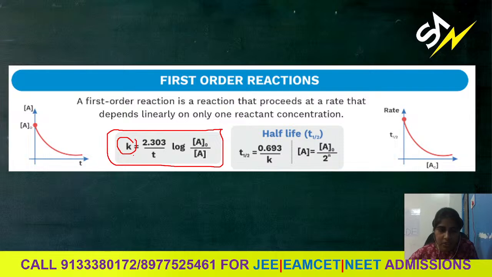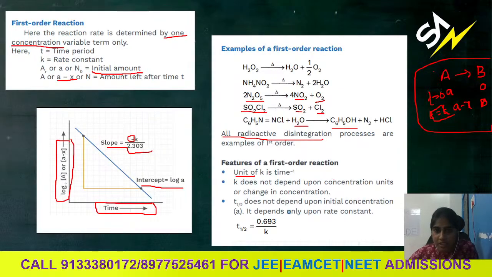This is the rate constant of a first order reaction. Here the concentration units cancel and what remains is time, which is in the denominator. So the unit will be second inverse. Second inverse will be the unit of a first order rate constant. K does not depend on concentration units or on the change in concentration.